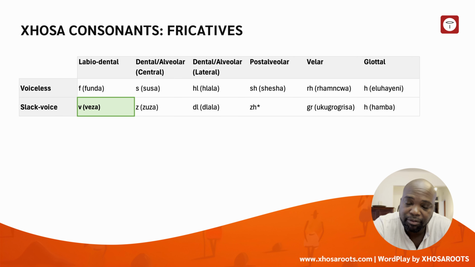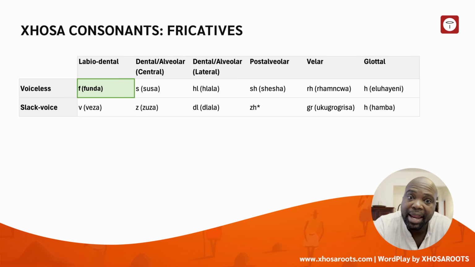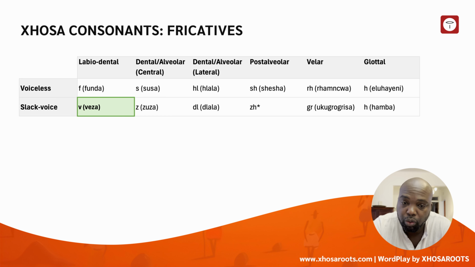And then you have the slack voice version of that. Again, the relationship might not be immediately apparent unless you are looking at it in a systematic way. So voiceless, labiodental. An example of that is funda. And then you have the slack voice labiodental fricative, veza. Funda, which is read or learn. And then veza, show or reveal.